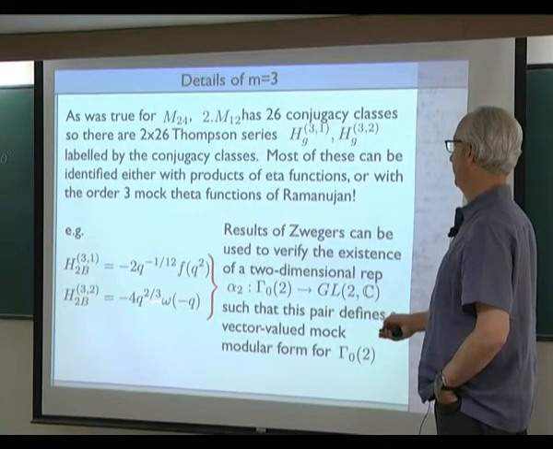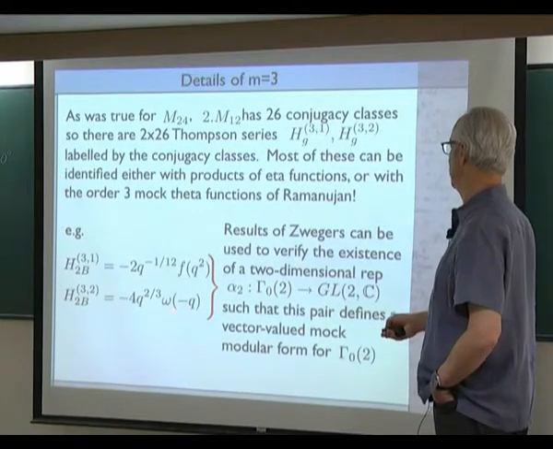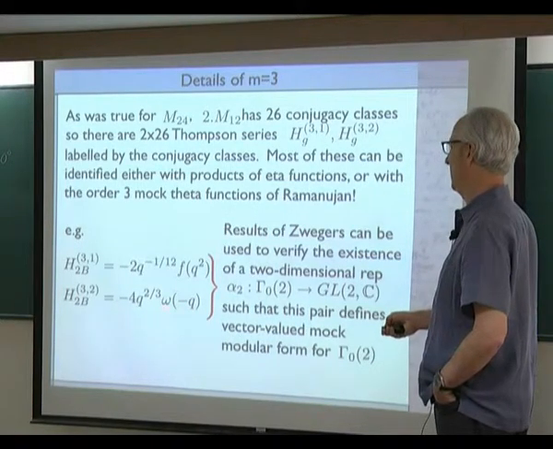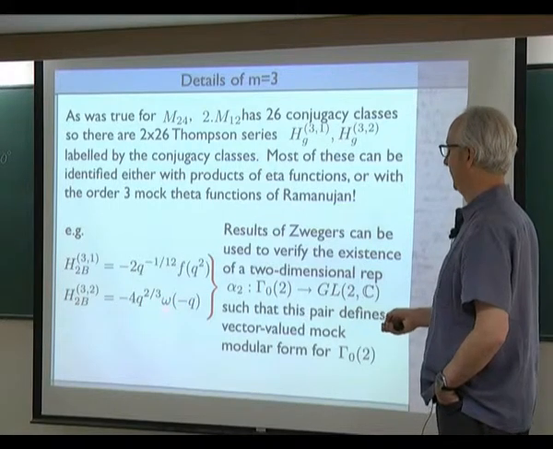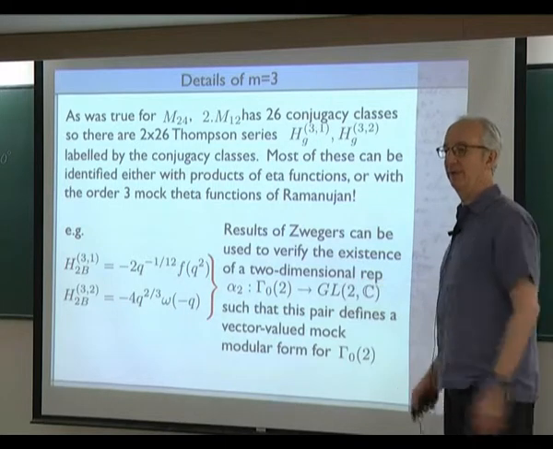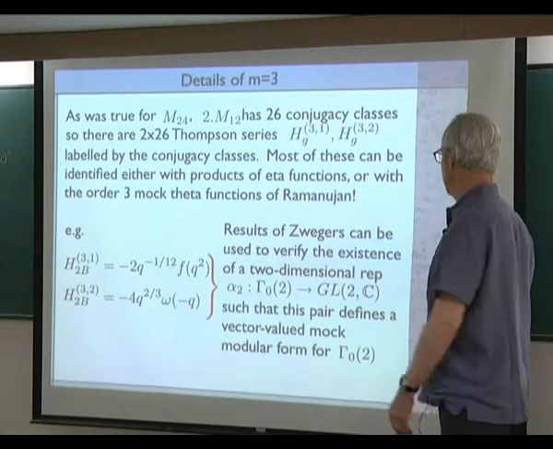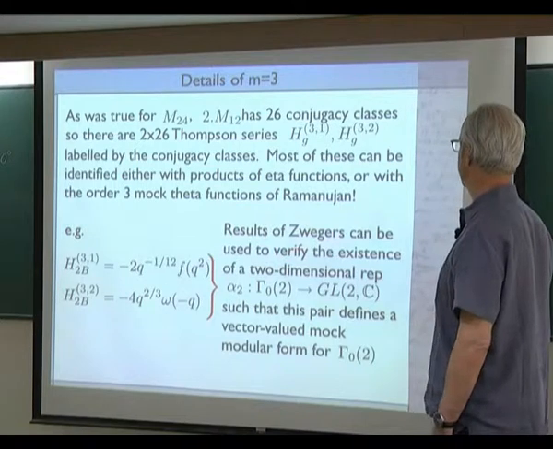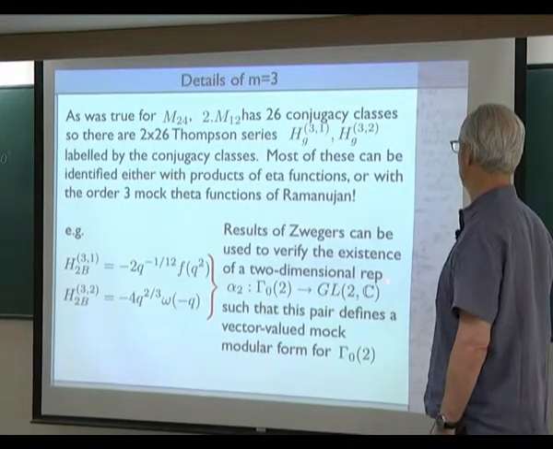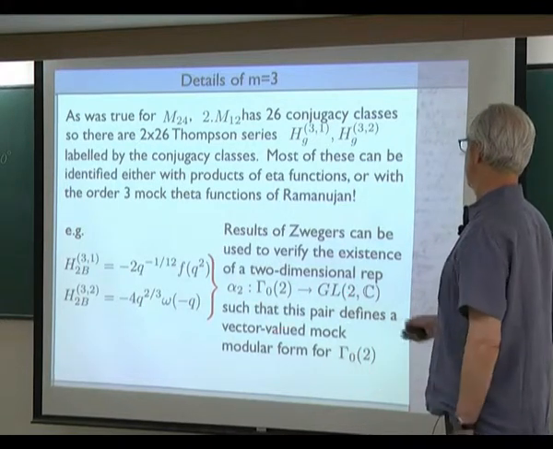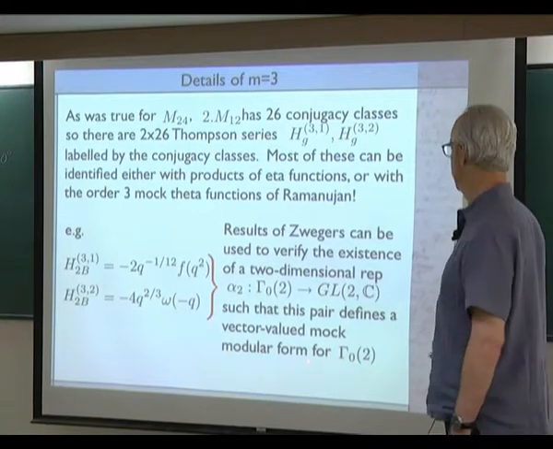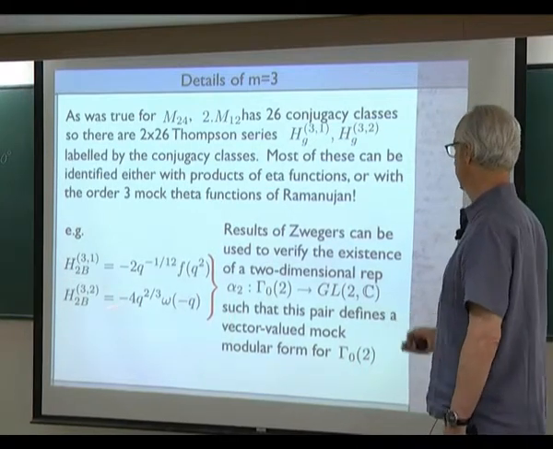Ashok asked what happened if you twisted the other component, and the answer is that you get another one of Ramanujan's Mock theta functions, which is standardly written as omega. I haven't written it down, but it has a similar kind of Eulerian form expansion. And results of Zwegers can be used to verify the existence of a two-dimensional representation such that this pair defines a vector-valued Mock modular form for gamma naught of 2, which is exactly what you would expect according to this twisting structure.